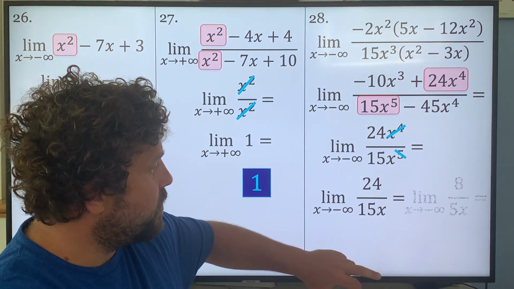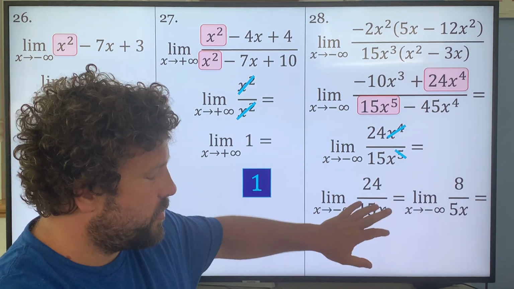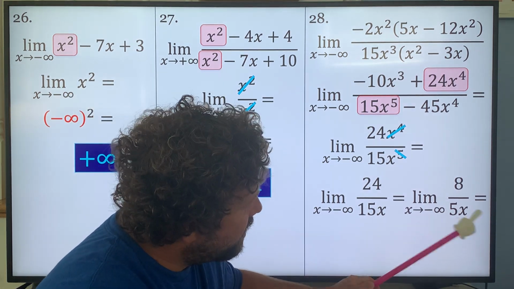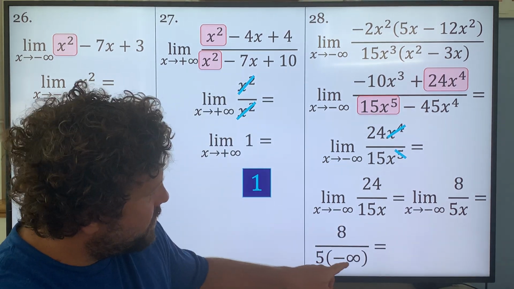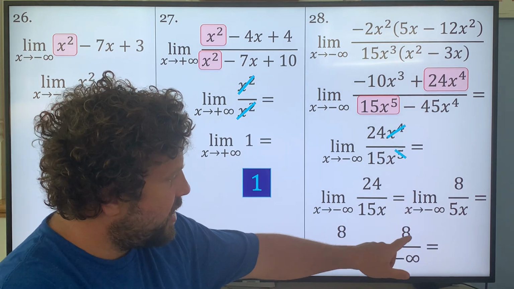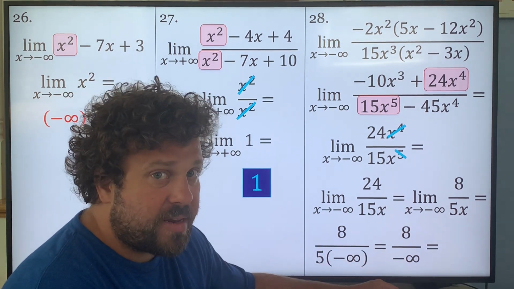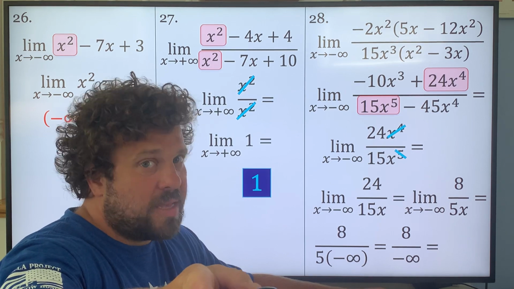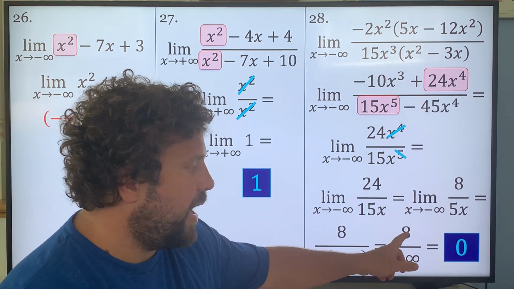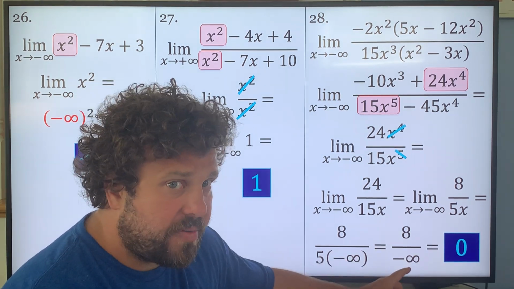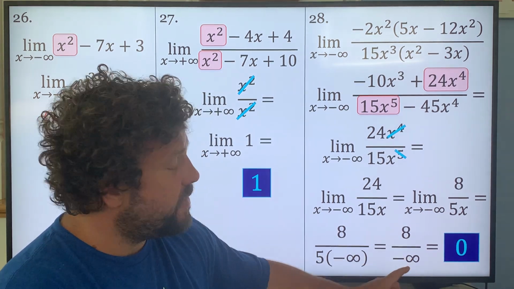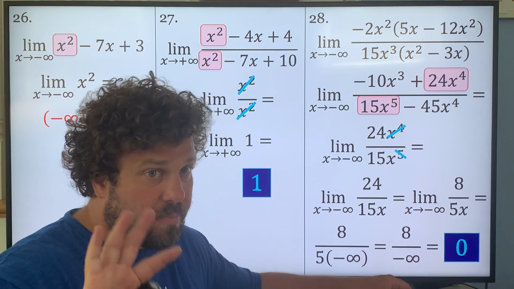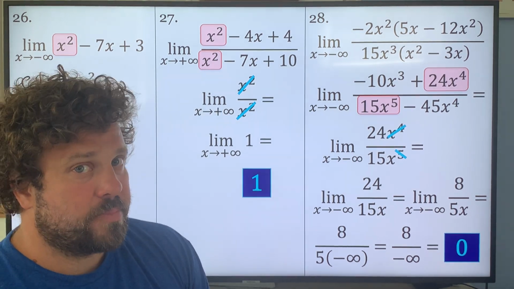24 divided by 3 is 8. 15 divided by 3 is 5. Now when I plug in the negative infinity on the bottom, 5 times negative infinity is negative infinity. 8 divided by negative infinity is what? Negative 0, right? No, it's 0, okay? Any number divided by a negative infinity is 0. Any number divided by positive infinity is also 0. Okay, just 0, not positive nor negative, it's neither. Got it?